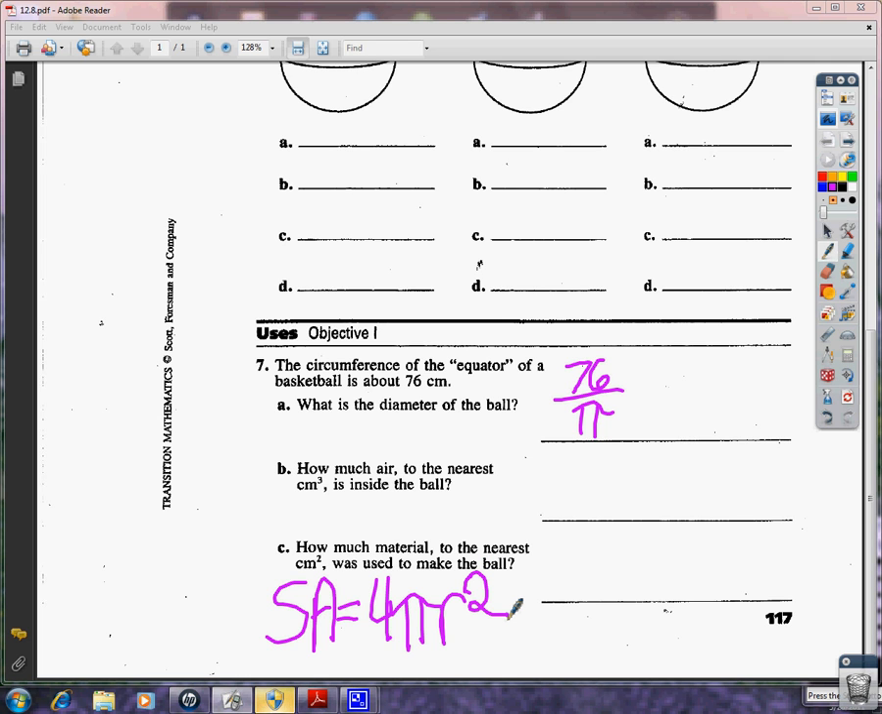Okay. Now again, you need the radius. And we have the diameter up here. So you again need to take this divided by 2 and plug it in. After you do all the calculation, you end up with something centimeters squared. And that's it.